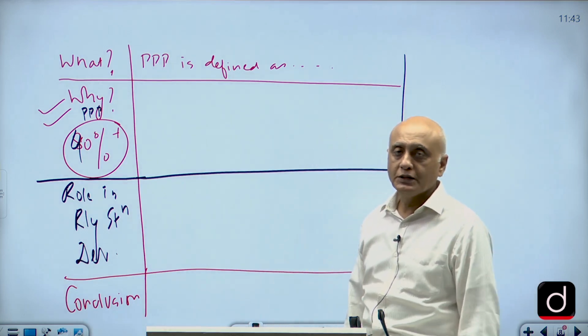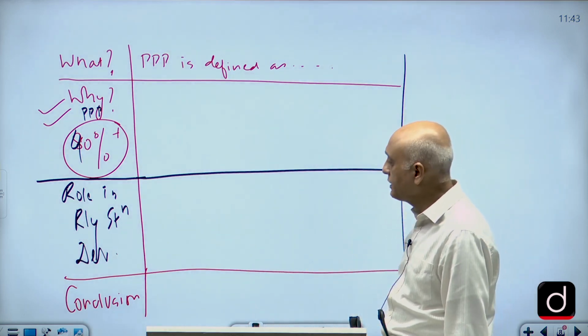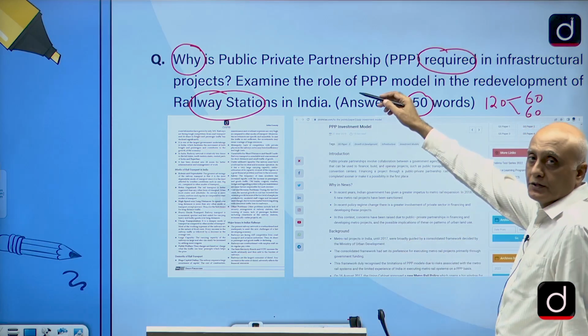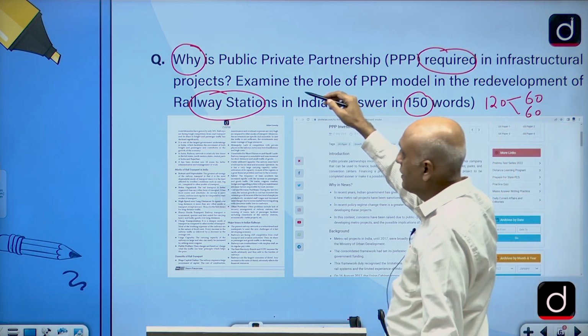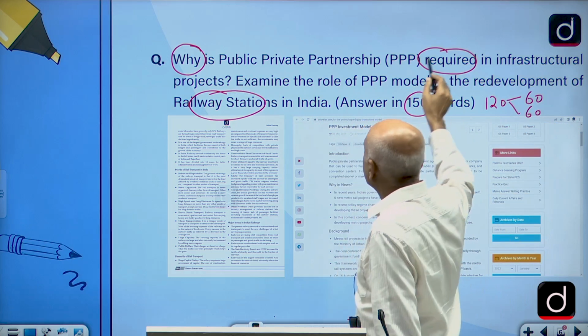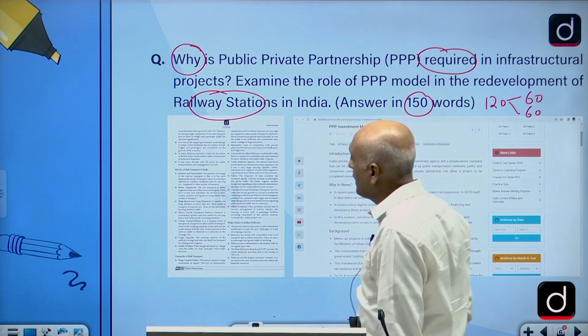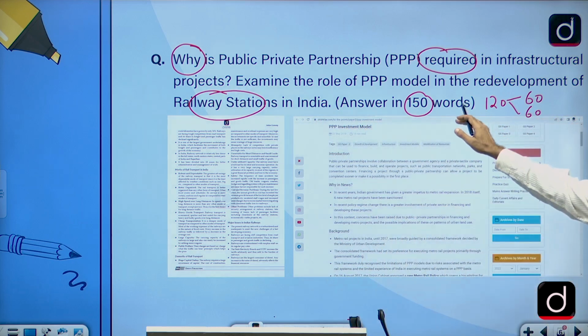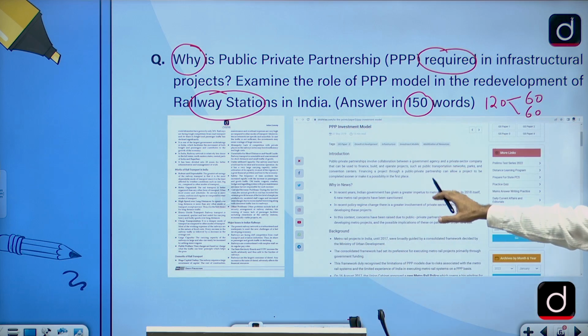This all you have to do mentally, and that too within a minute. Don't take more than 1 minute in reading the question, marking the question, and planning about the topics. So this is how you will do. You will mark what you have to write, why PPP, and then how it can be helpful in developing railway stations in India. So I hope this is clear. Content wise, I have shown you that some content is already provided to students of our institute, and they can take some ideas from there.